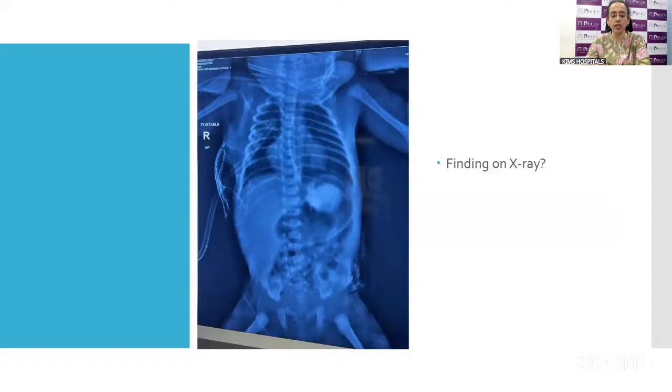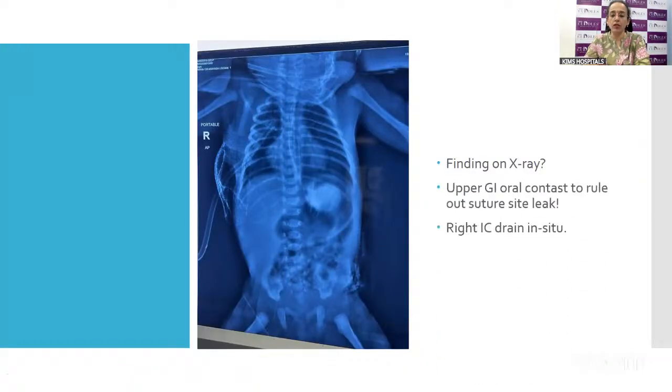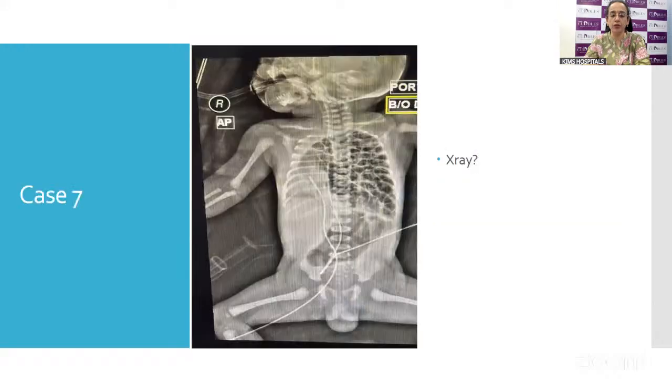So what is this finding in the same baby? Post-operatively, the drain is in situ on the right side. Now it is post-operative day 5. Here we can see some contrast in the stomach of the baby. The oral contrast was given on post-operative day 5 to rule out the leak. Whenever there is no leak and the baby is otherwise fine, we can start the baby on feeds. So this is the upper GI contrast to rule out suture site leak. We can see the drain in situ.